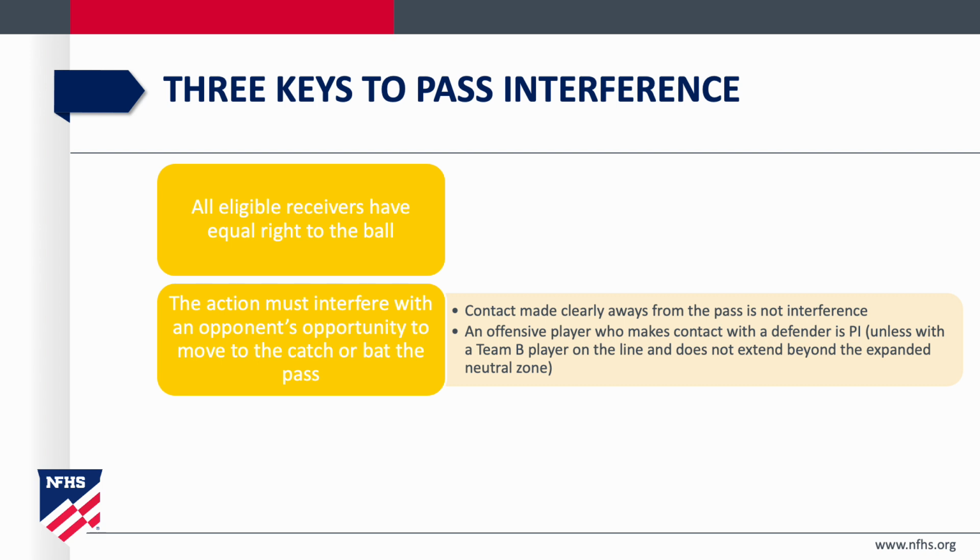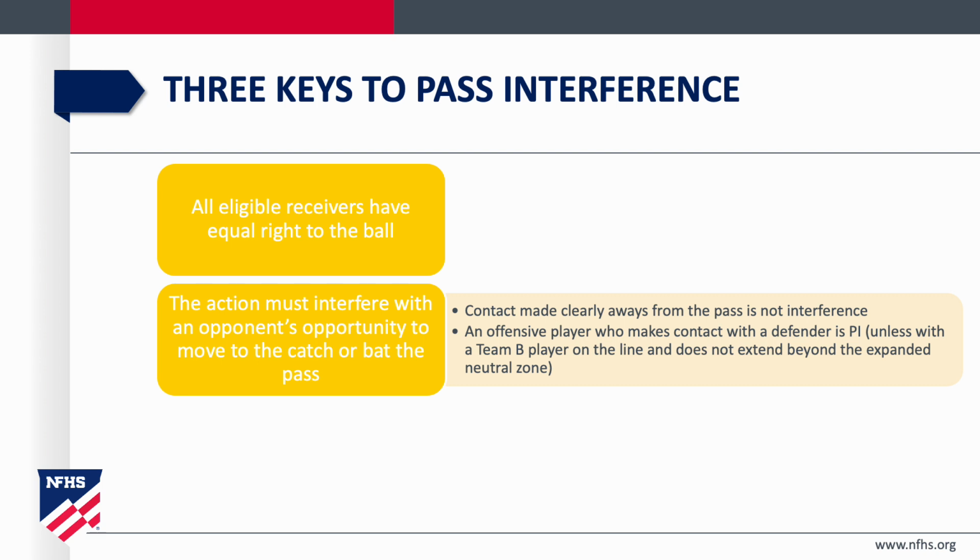Next, the action must interfere with the opponent's chance to catch the pass. Contact that doesn't affect this is not interference. An example of this is contact that is clearly made away from the pass. Unless this contact is flagrant or a safety issue, it should be ignored. However, in NFHS rules, catchability does not affect pass interference.